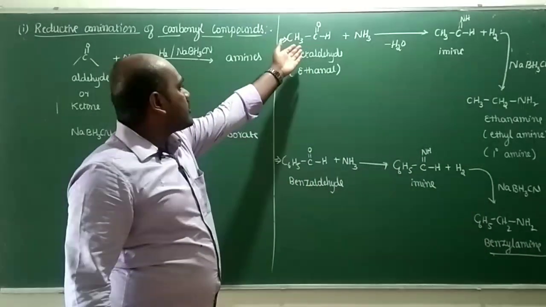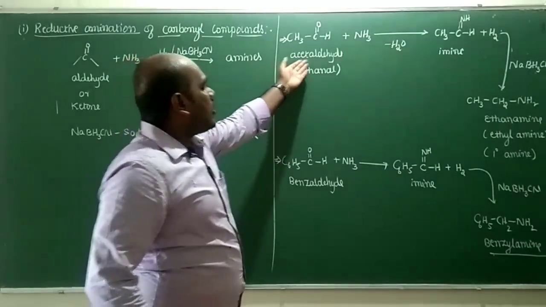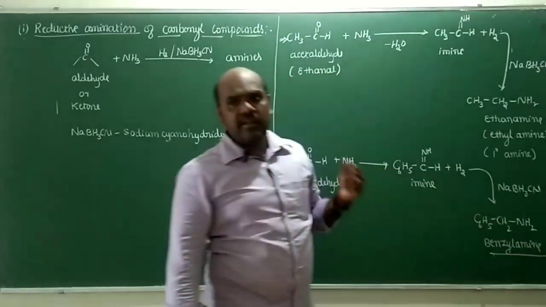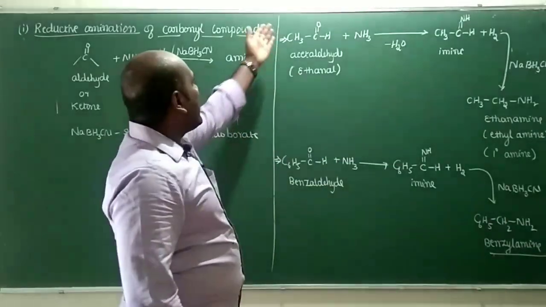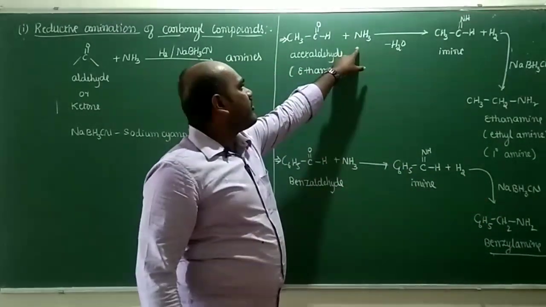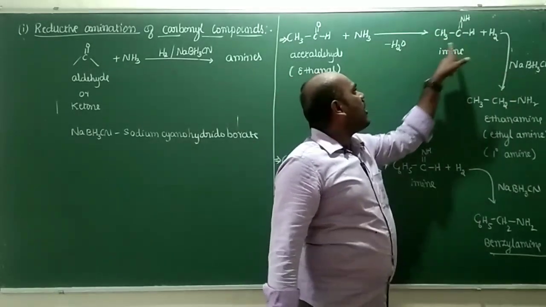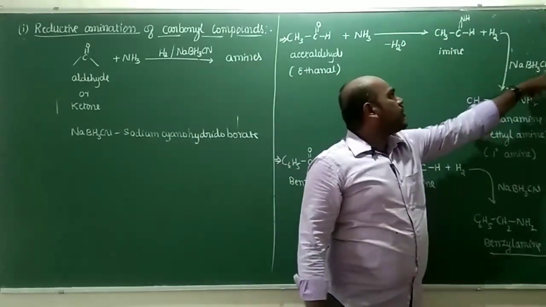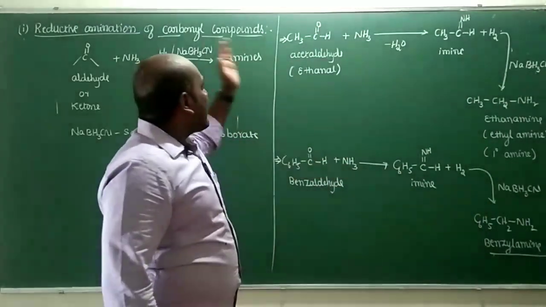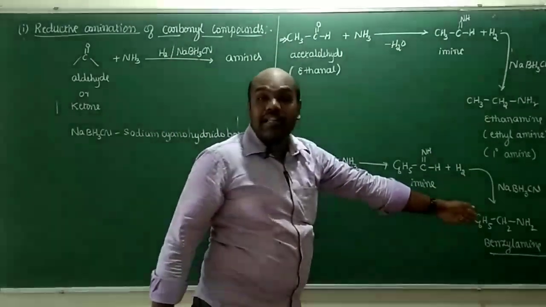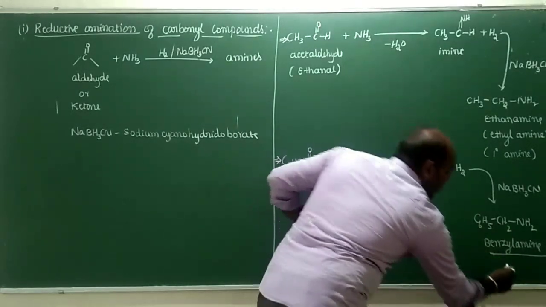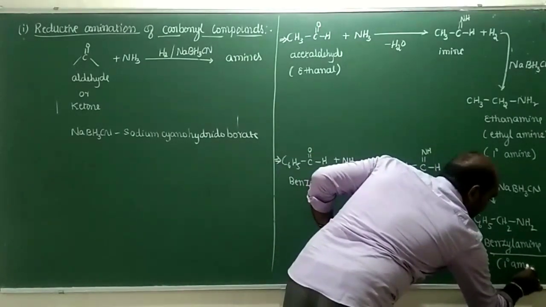So, here we observe the conversion of acetaldehyde into ethylamine and benzaldehyde into benzylamine. In this way we can easily convert an aldehyde into the corresponding primary amine on reaction with ammonia, followed by reduction of the resulting imine in the presence of sodium cyanohydridoborate. So, these are the examples of conversion of aldehydes into the corresponding amine. Here you can also notice the benzylamine we got is also a primary amine.